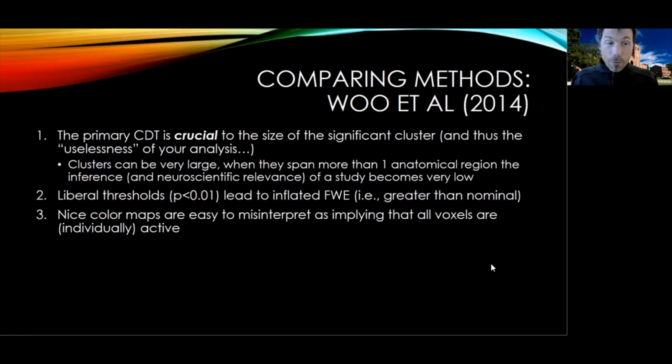If you get a liberal threshold, 0.01, so that would be a 2.3 in terms of a z-stat, that will lead to increased family-wise error greater than the nominal rate 0.05 or whatever you chose. And of course, they also say that, look, those color maps, if you color the whole cluster, you are at risk of implying to the reader that every voxel in there is active when you don't necessarily know that to be the case.